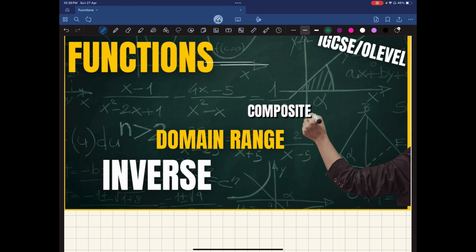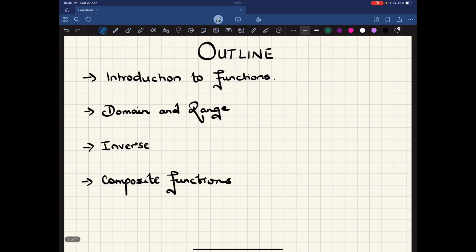Functions have always been a part of the syllabus, but with domain, range, and composite functions added recently, we want to make sure nothing is left untouched. So here's how we'll break it down.